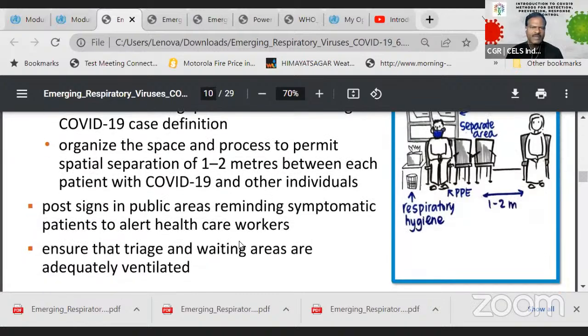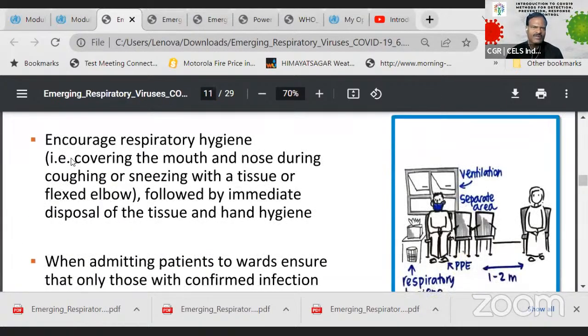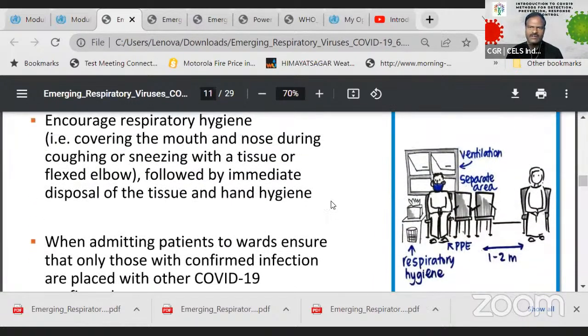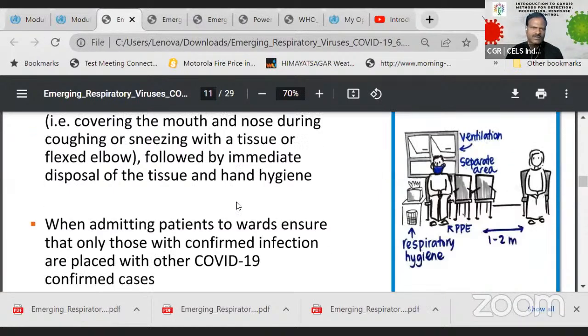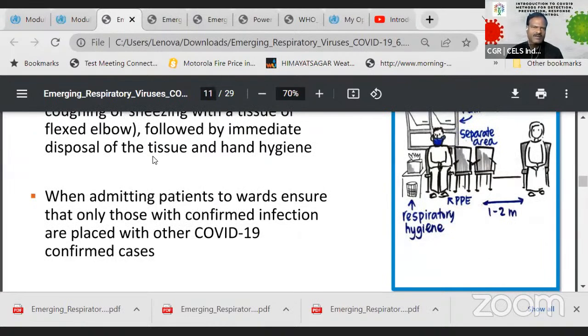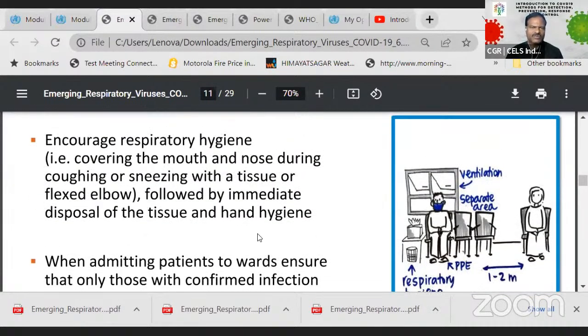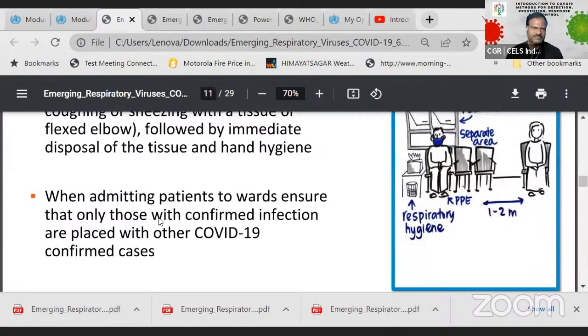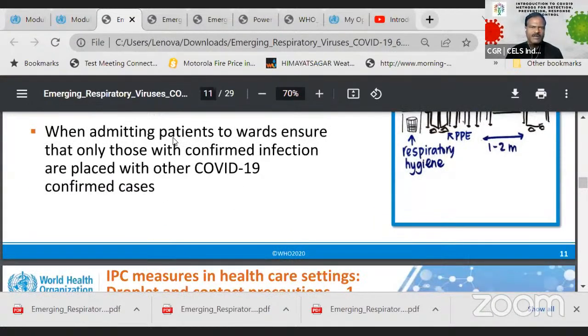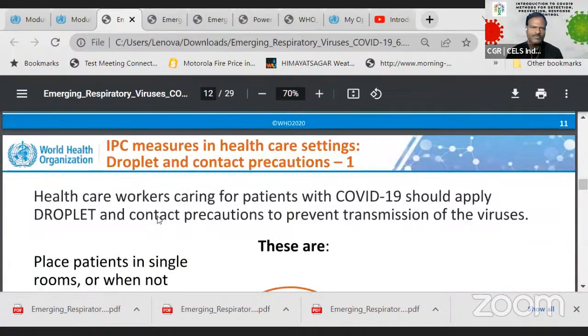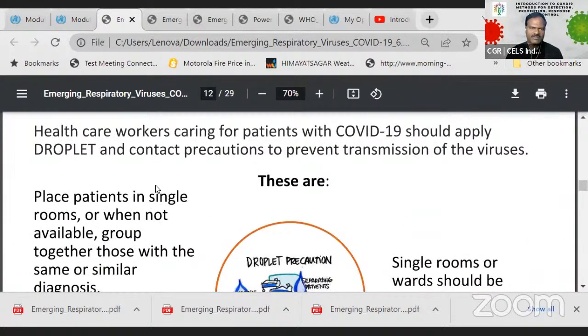So here again, maintaining distance and all that, you know. Here ventilation especially should be there. You see the pictures also, it gives a good picture. And while sneezing and coughing, you have to dispose of the tissues after use. When admitting patients to wards, ensure that only those with confirmed infection are placed with other COVID-19 confirmed cases. So we should not mix the patients. That's why we have corona-specific hospitals. They were demarcated, including private as well as government.